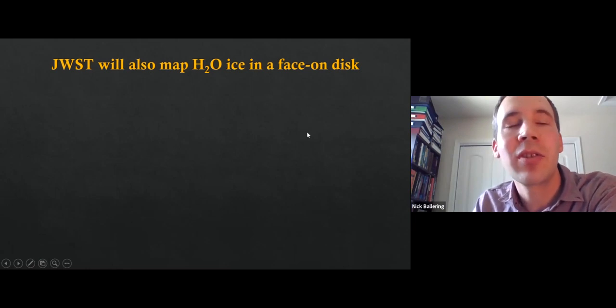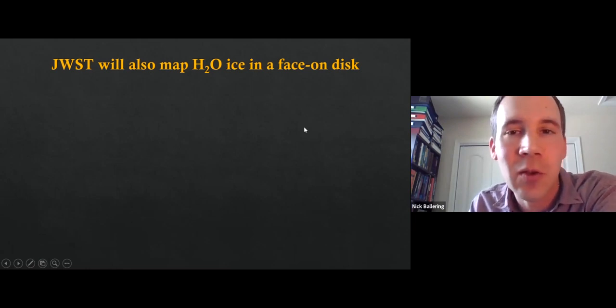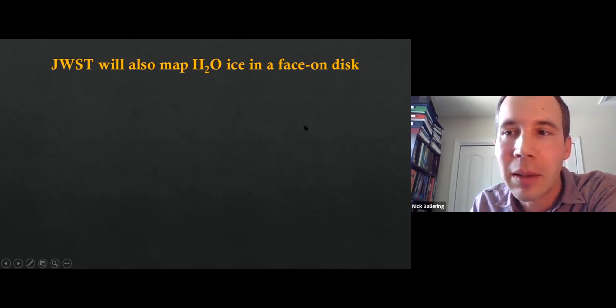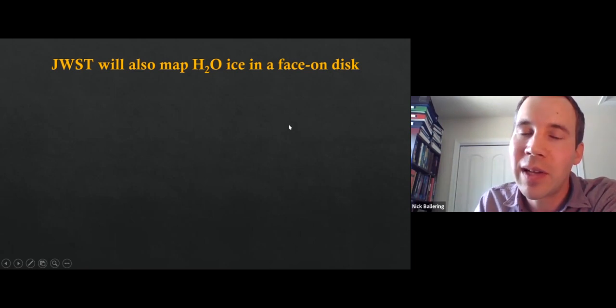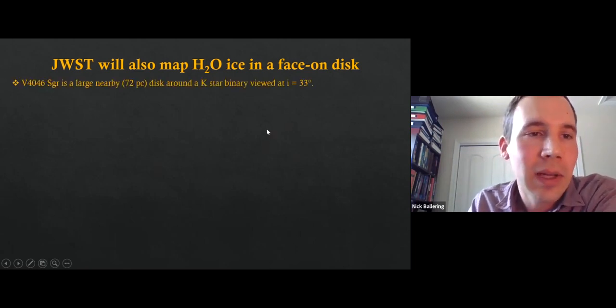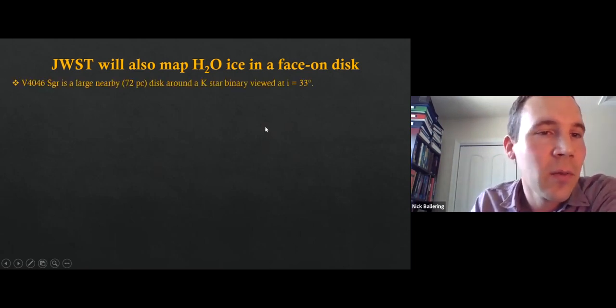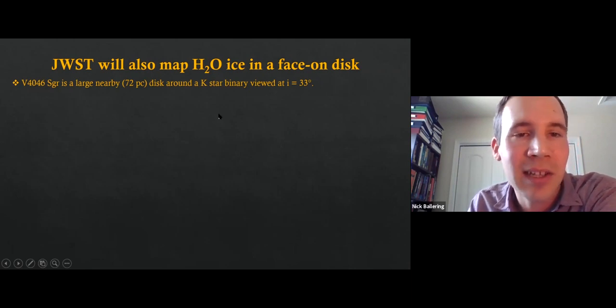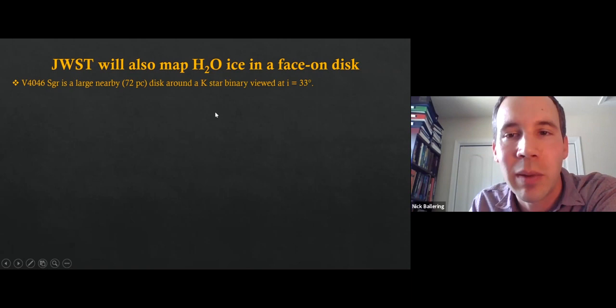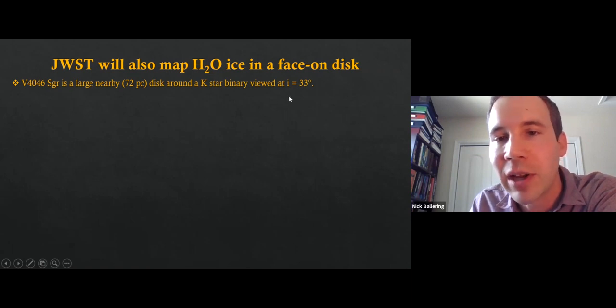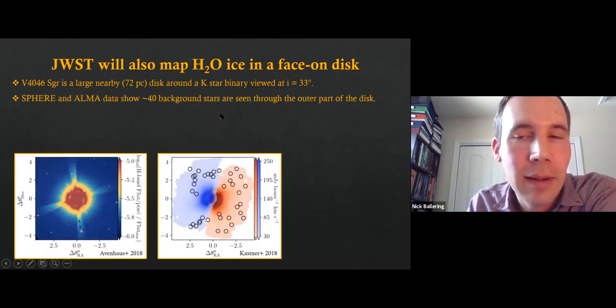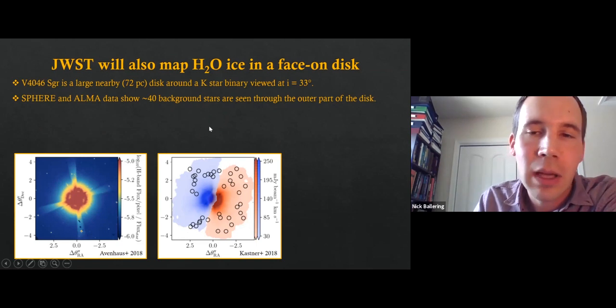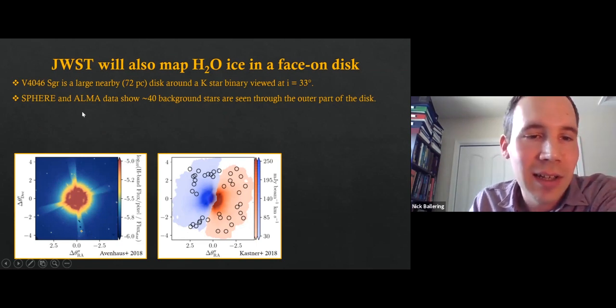There's also an additional program that I wanted to highlight. This was one that I was involved with that was accepted. Ilse Cleeves was the PI of this project. And this is for a face-on disk. It is for the disk V4046 Sagittarii. This is fairly nearby at 72 parsecs. It's around a K-star binary, not perfectly face-on, viewed at 33 degrees inclination. And what's unique about this disk is that it's quite big.